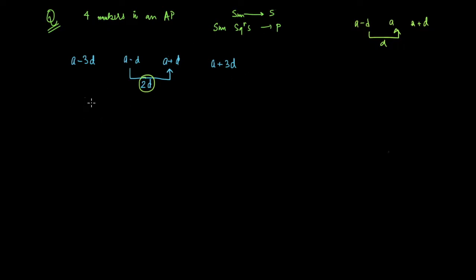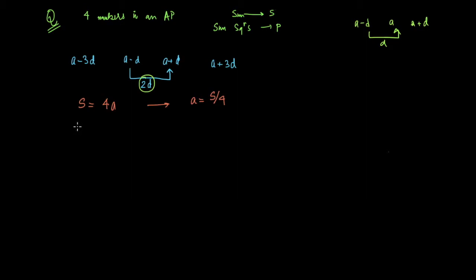Okay, so in this case, since the sum is the sum of all the numbers, then if we add a minus 3d, a plus 3d, we get 2a because the 3d's cancel out. And similarly, the minus d and the plus d cancel out, you're left with 2a as well. So the 2a's and the 2a's add up, and you get 4a. Therefore, the a, or just one variable in this case, will be s by 4, the sum by 4.